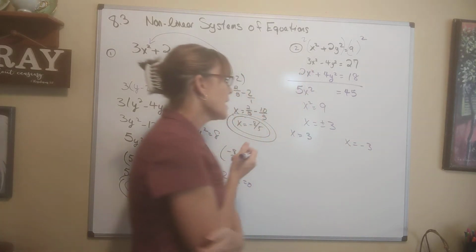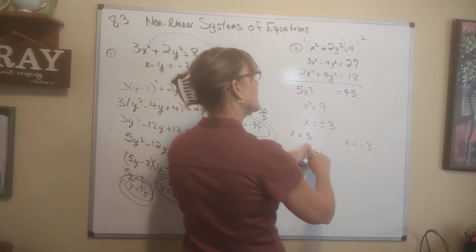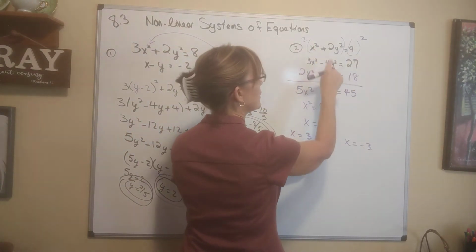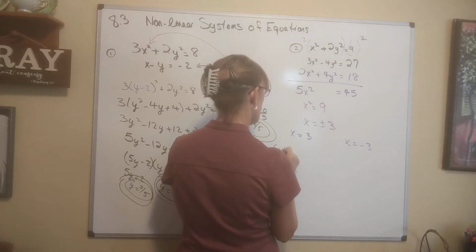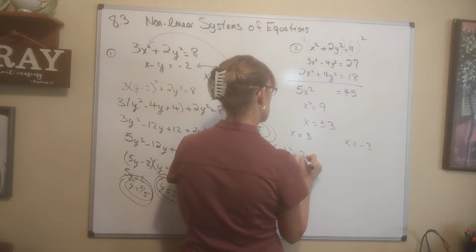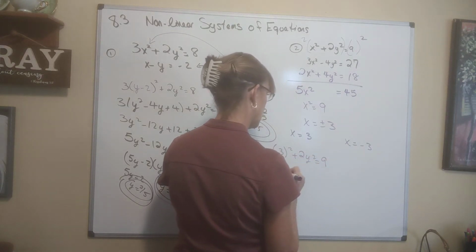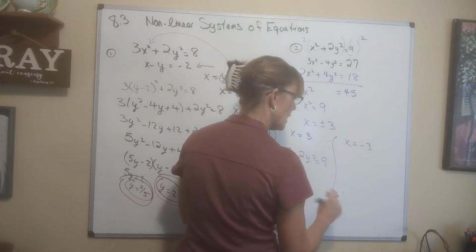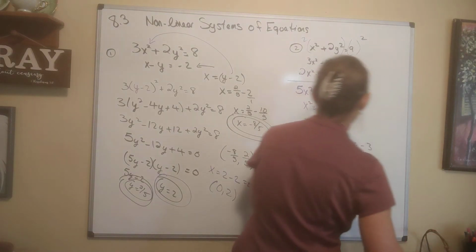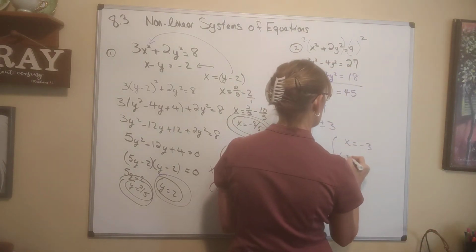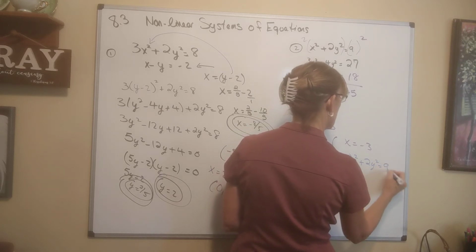Okay. Now, let's figure out what our y values could possibly be. Well, when x is 3, plug it into either one of these equations. I'll just choose the top. So, 3 squared plus 2y squared is 9. Okay, let's see what we get here. And then in a minute, I'm going to do it for negative 3. So what happens when x is negative 3? We would say, okay, negative 3 squared plus 2y squared is 9. What answers do we get there?